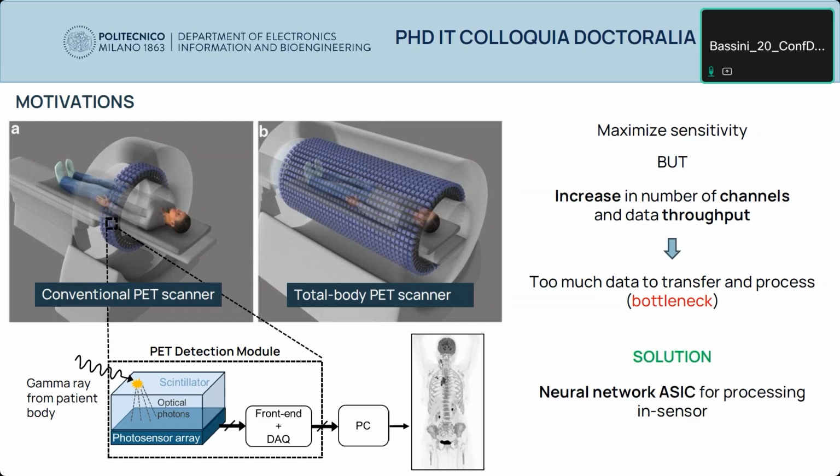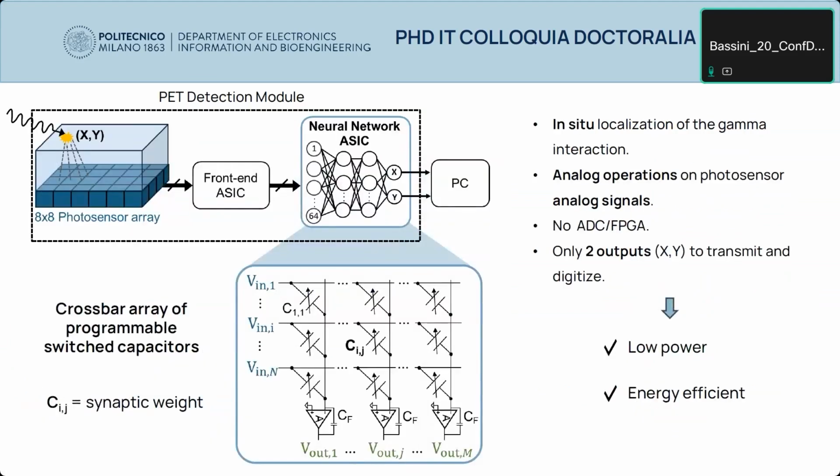And neural networks are demonstrating superior performance in localizing the gamma rays emitted from the patient body for image reconstruction purposes, as an alternative to conventional reconstruction algorithms. So what we propose is to integrate the neural network ASIC inside the PET detection module in order to perform the in situ localization of gamma photon interaction.